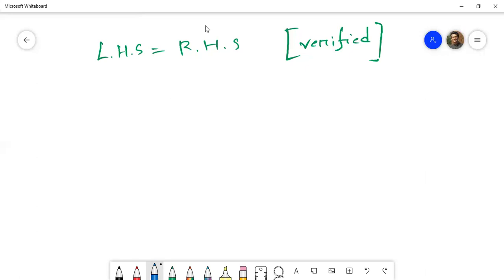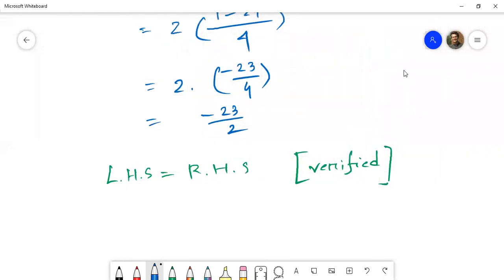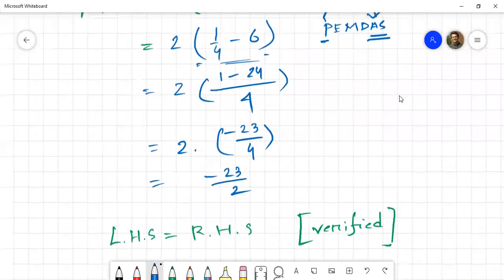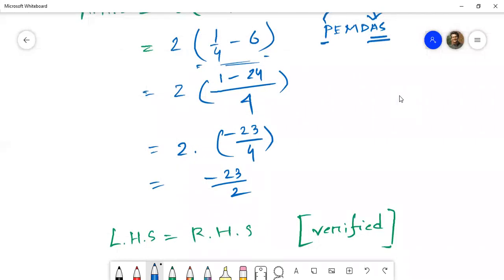Wait, let me see. Teacher, can you scroll the page up a little bit, because I have a quiz? Okay. Teacher, in here we have 2 times minus 23 by 4. Yeah.